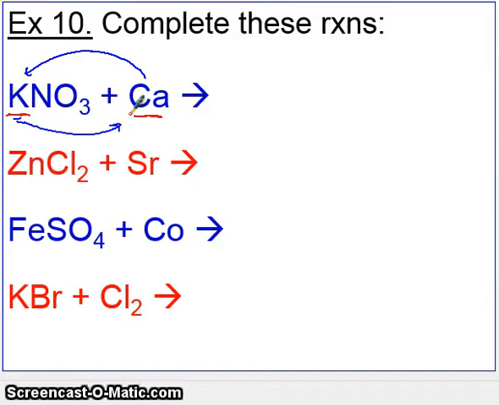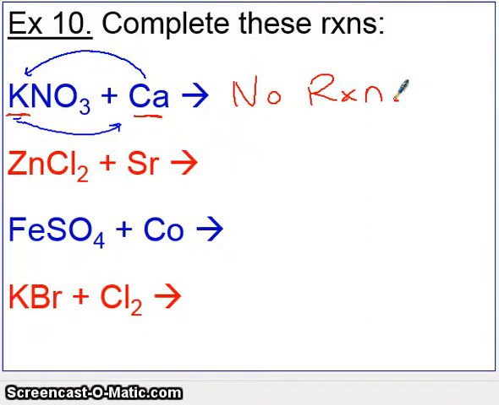Now, looking at the activity series, we just saw that calcium is at the bottom, so calcium is less active. So in fact, this reaction here will not happen. Potassium is more active, so it will remain with the nitrate. Calcium is less active, it will not react with the nitrate. So in this case, we actually have no reaction. And it's possible for you to have no reaction.